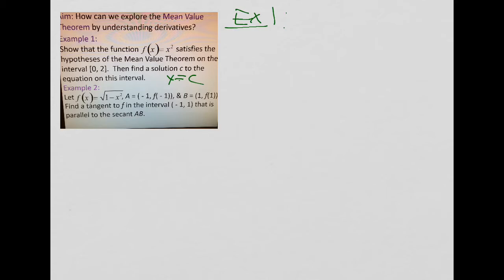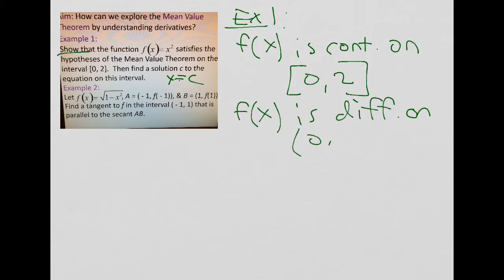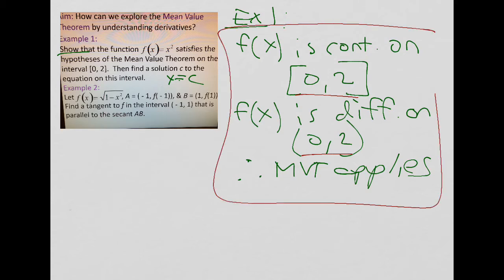So here we go. In example 1, since it's saying show that the function, there's a certain procedure, and it's really just statements. So f of x is continuous on the closed interval from 0 to 2. And f of x is differentiable on the open interval from 0 to 2. Therefore, MVT applies. That's actually all you need to do, just have this statement.